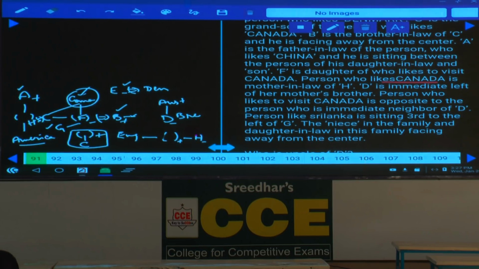Two married couples were done, and there is one grandson, isn't it? Five persons were done. And in the first place, one couple is there. Who are those? A is one, and the Canada person is there, isn't it? Then D is an immediate left of her mother's brother, means D's mother's brother is there. That means D is having an uncle, isn't it? As D is having an uncle, this D must be in the last category, and this D can be America or someone else. And D likes Brazil is clearly given.